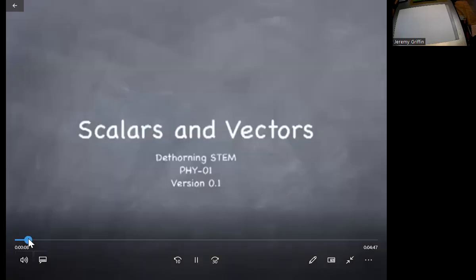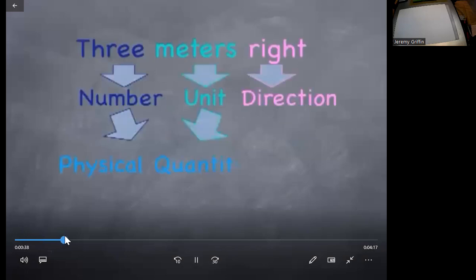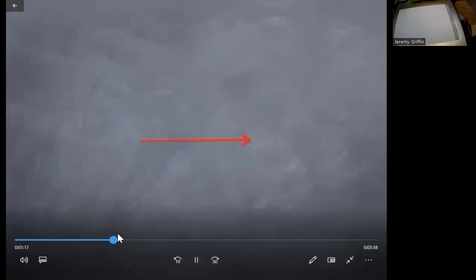Talking about scalars and vectors. We were talking about it yesterday. Right. What is a vector? What property does a vector have that a scalar quantity does not? Direction, right? So direction is important for vectors. Right. All right. So look, 3 meters to the right. You get a number, a unit, a direction. Right. So that would be a vector quantity.